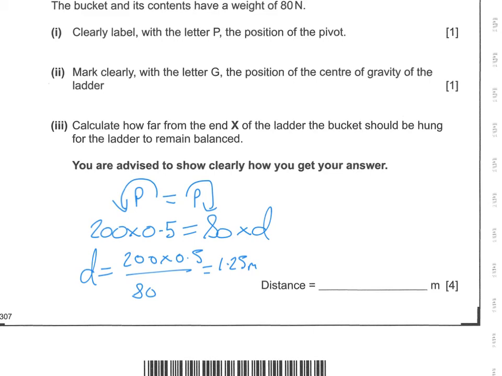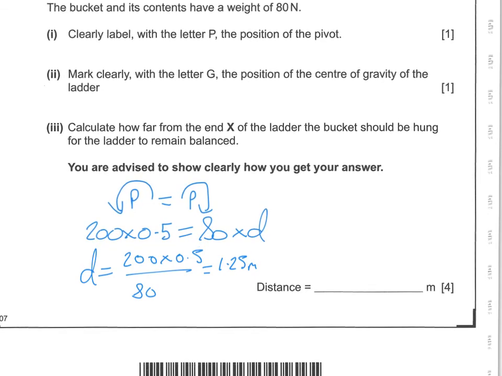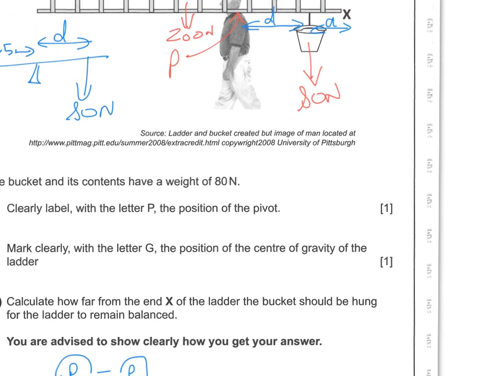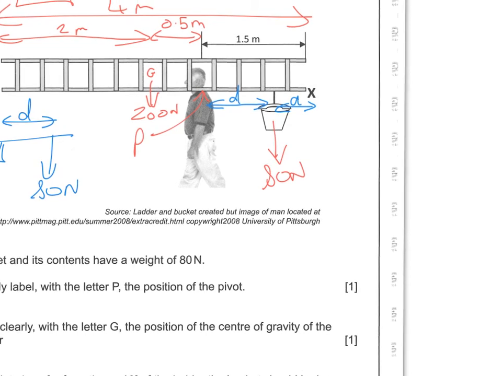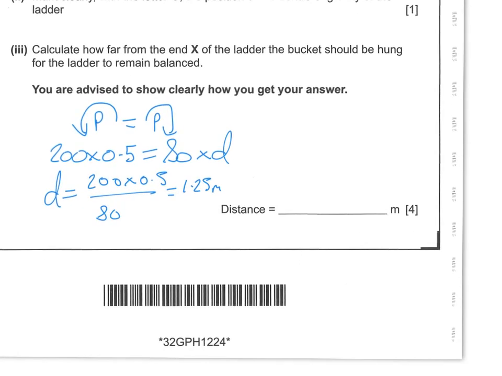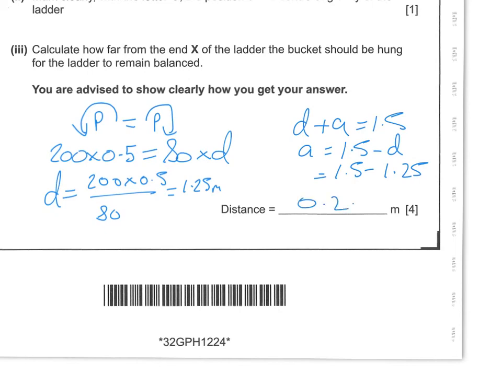But we should remind ourselves that d is not our answer, a is our answer. So d plus a equals 1.5. And that means that a equals 1.5 minus d, which is 1.5 minus 1.25, which is 0.25 of a meter.